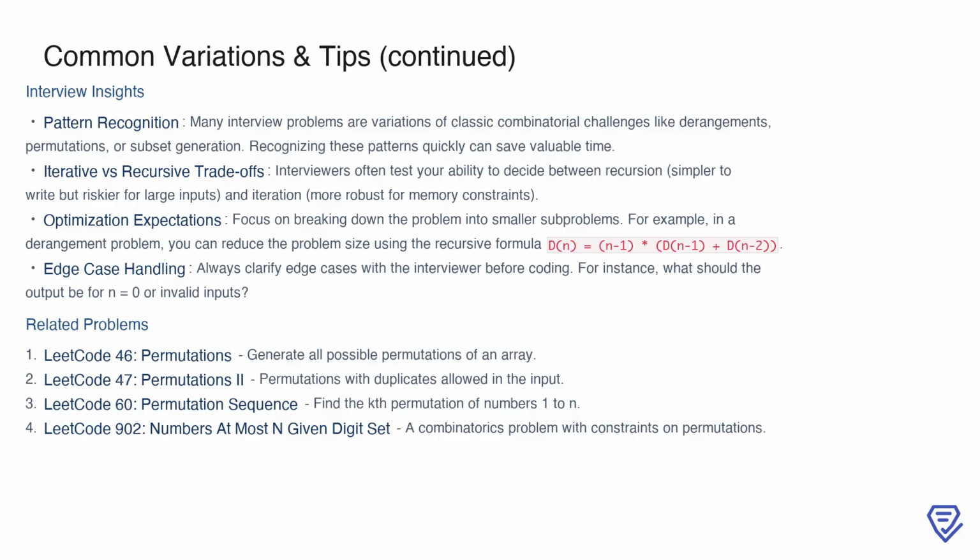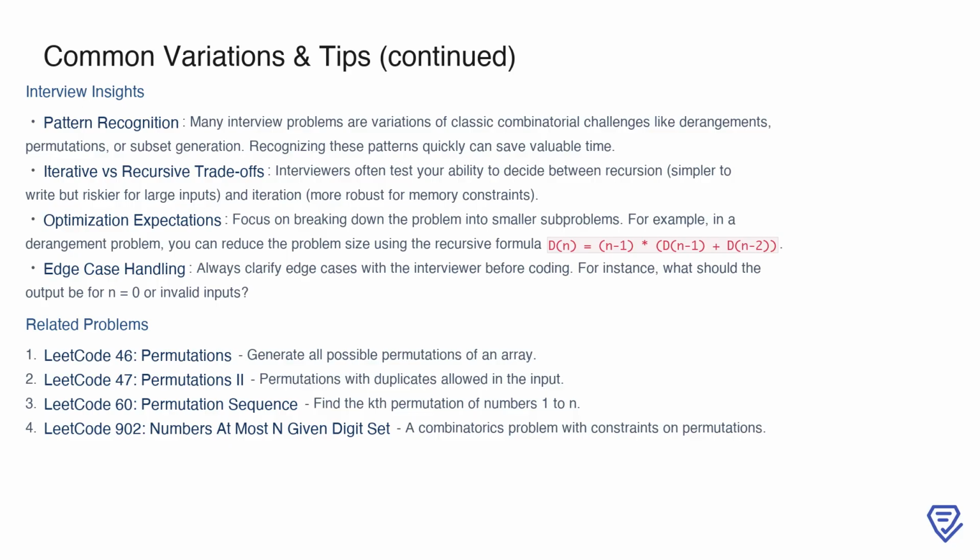Optimization is another area interviewers often evaluate, so breaking the problem into smaller subproblems is a valuable strategy. For example, the recursive formula for derangements, d(n) equals (n-1) times the sum of d(n-1) and d(n-2), reduces the problem size step by step. Don't forget to clarify edge cases with the interviewer before coding. For instance, you'll want to establish the expected output for n equals 0 or other invalid inputs. Additionally, practicing related problems such as generating permutations or solving combinatorics challenges can help you recognize and apply the right techniques more effectively.